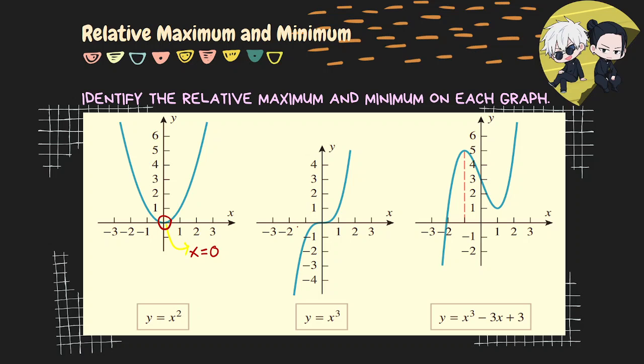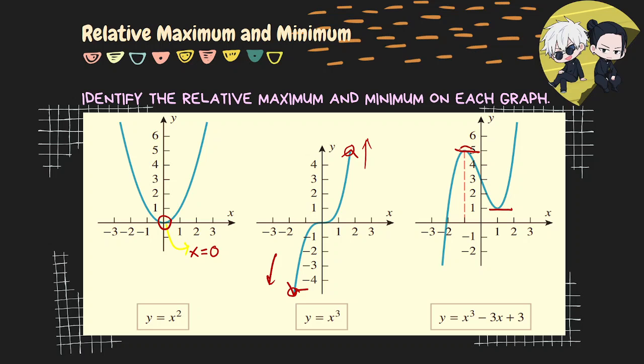How about this function? This function has no relative extrema because you cannot determine the lowest point here. This is a cubic function continuing to the lowest and to the highest point. So we do not know the highest point this function can reach and the lowest point this function can reach. Okay? Next, as you can see, we have something like this.